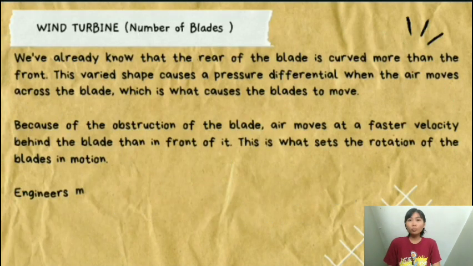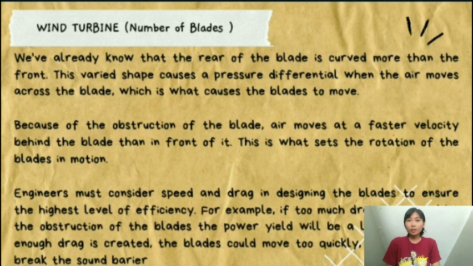We already know that the rear of the blade is curved more than the front. This varied shape causes a pressure differential when the air moves across the blade, which is what causes the blade to move. So, yung curve sa blade, isa yun sa reason para umikot yung blade. For example na lang yung sa electric fan. Because of the obstruction of the blade, air moves at a faster velocity behind the blade than in front of it. This is what sets the rotation of the blades in motion.